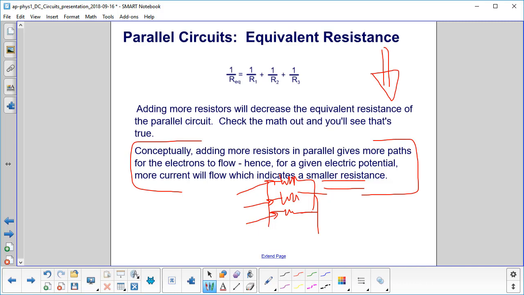Another analogy is if you have a bunch of people in a room and there's one door, it's going to take a certain amount of time to get them all out of the room. But if you now have 10 doors, it goes much, much quicker. So it's the same kind of thing here.